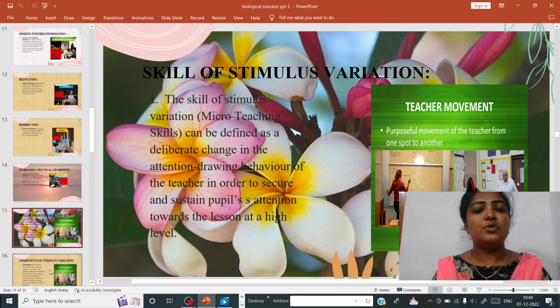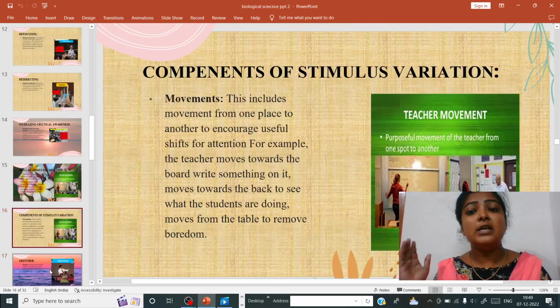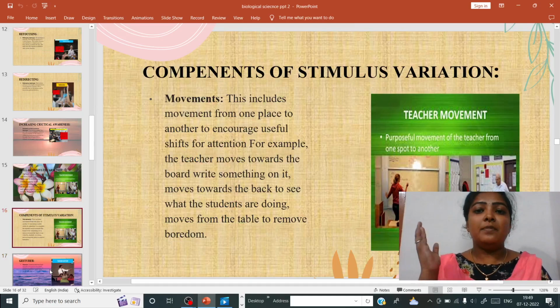After that, the skill of stimulus variation. Stimulus means enhancing power. In micro teaching, it is the deliberate change in the attention-drawing behavior of the teacher in order to sustain the pupils' attention towards the lesson at a high level. First, the components of the skill of stimulus variation.